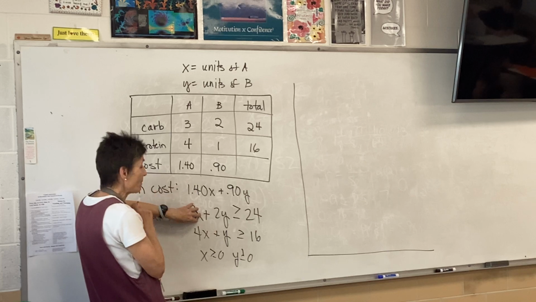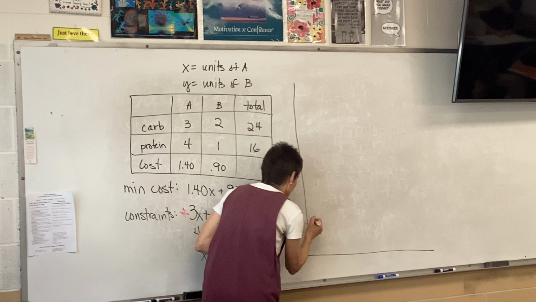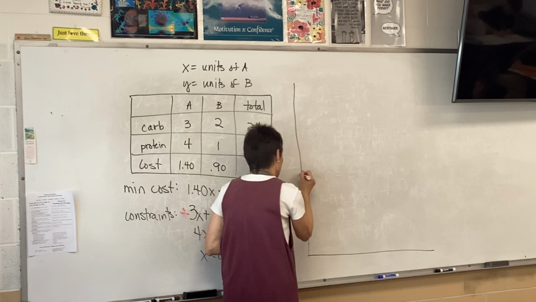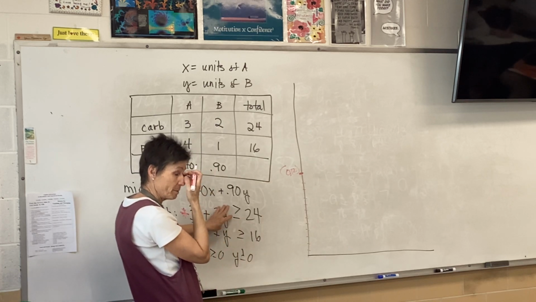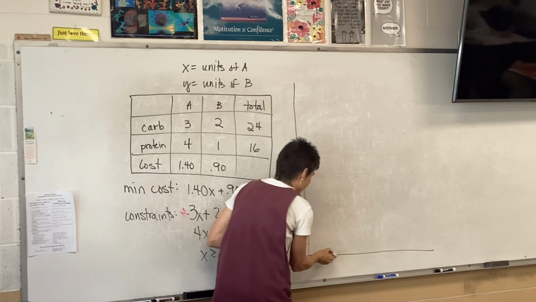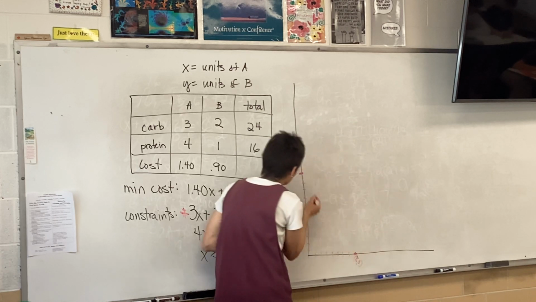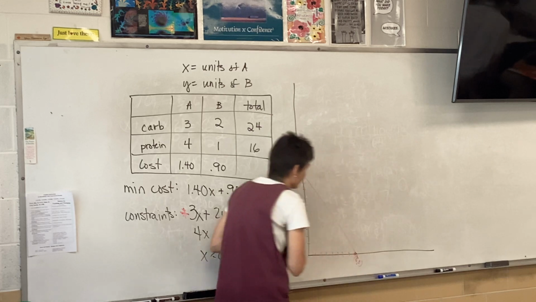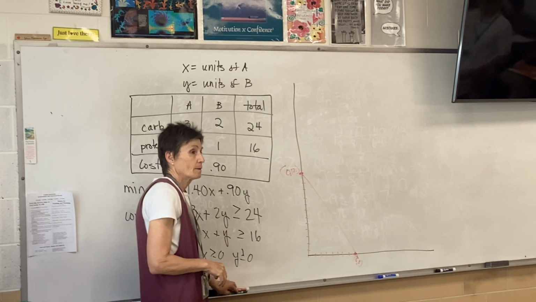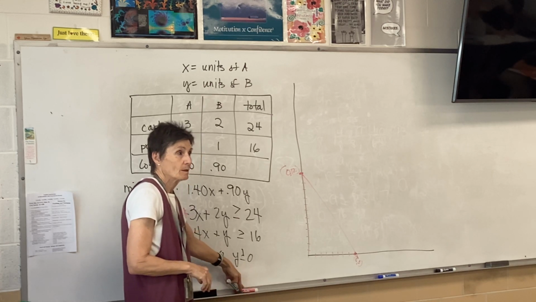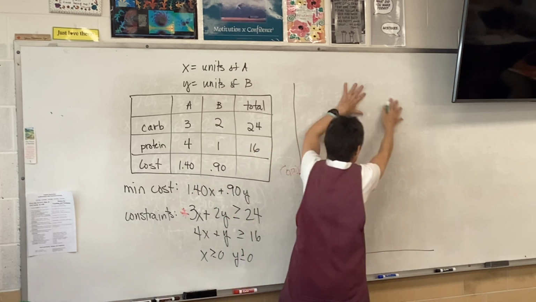Intercepts. So cover up X, Y would be 12. Cover up Y, X will be 8. And connect the dots. Everybody okay with that? And shaded out. So this out here is shaded.